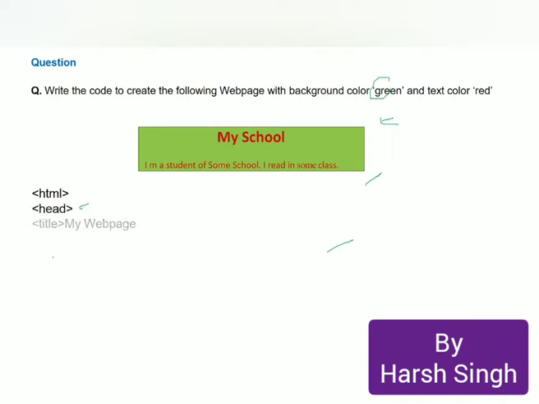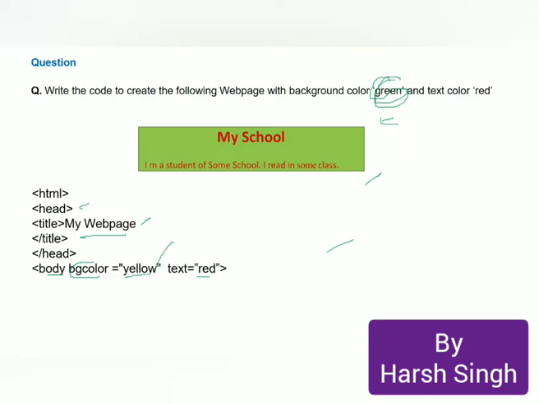I give a head. I can give a title to the web page. My web page will be the name of the document. Then inside head I will say body bgcolor equal to yellow. Now this is green, so I've just given yellow. Let us see what happens, how it shows. And text equal to red. So now it will not be shown as green, it will be shown as yellow.